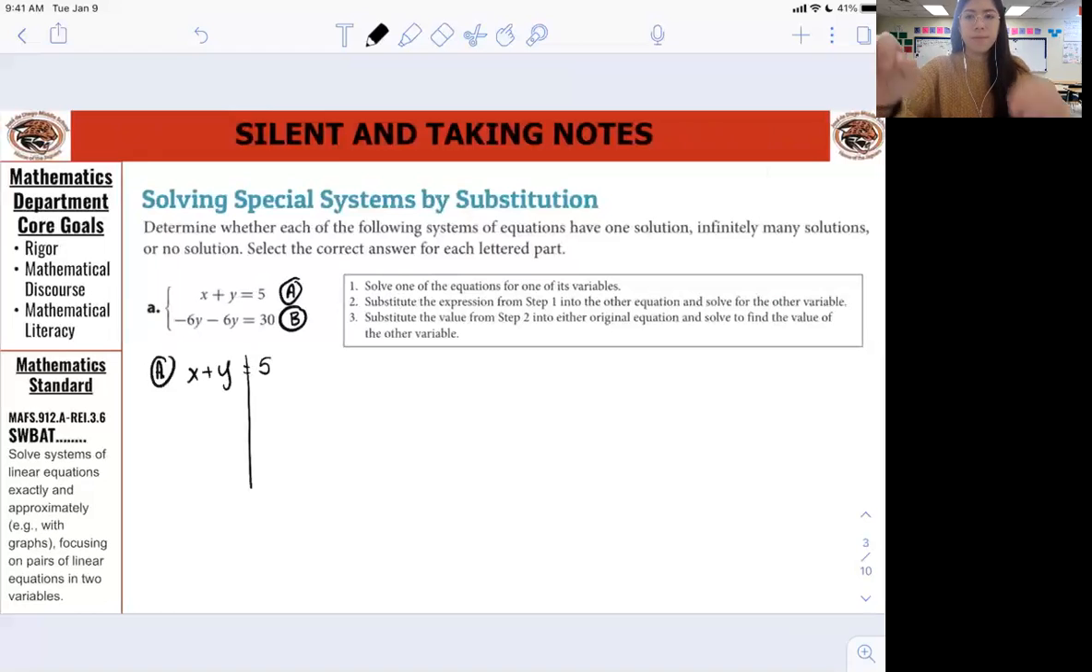You have to subtract the x. Good. We're going to subtract the x from both sides. So I have y equals 5 minus x. That's it. And we're done with that. We're done with step 1.